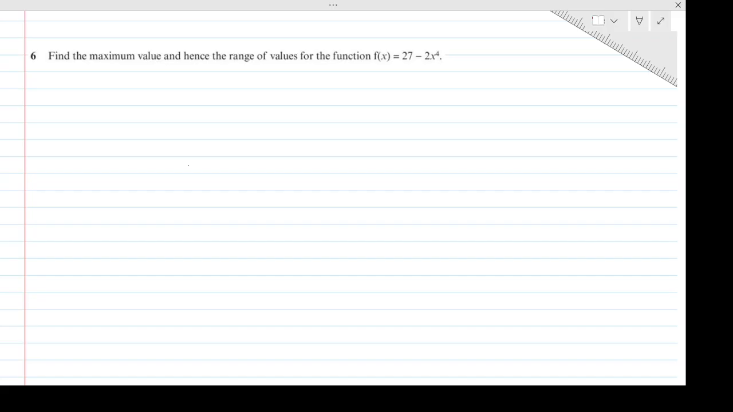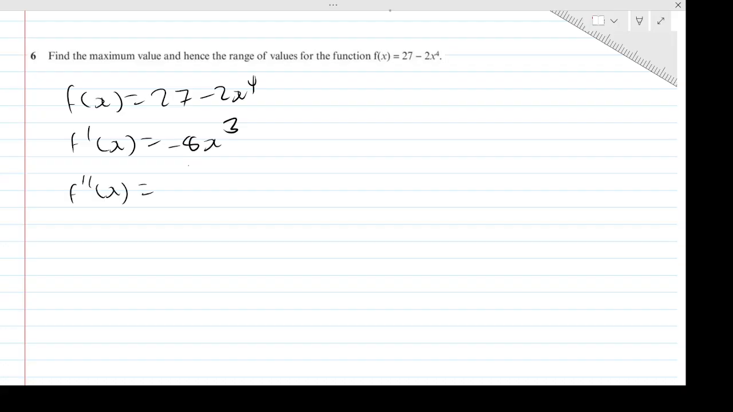So, okay, we're going to need to differentiate. So f of x is 27 minus 2x to the 4. So then the first derivative is, well, 27 goes to 0, so it's just minus 8x cubed. Then the second derivative is going to be minus 8 times 3, which is minus 24x squared. Okay, so then my stationary point obviously occurs when the derivative is 0. So if we solve that, minus 8x cubed is 0, therefore x has to be 0. So that's my point, x is 0.